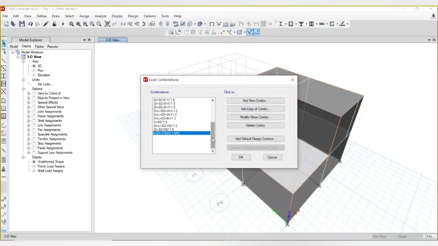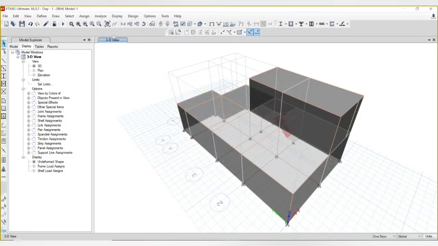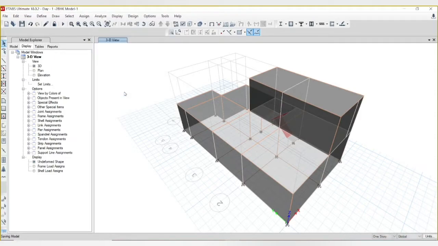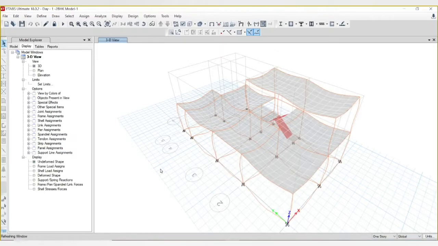Now we got the list of combinations. These three are the response spectrum analysis, which is going to be done new. The rest of the analysis we have done in the previous session. Okay. Now press OK here and let us go to analyze and do run analysis. Yes, the analysis is over now.